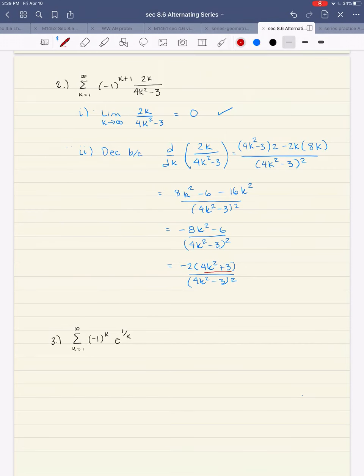And since these two terms are added and k is squared, I know that stuff is positive. I know the denominator is positive. And then take those positive numbers and multiply it by negative 2, and I have that my derivative is negative. So that means it's decreasing. So our conclusion is, by the alternating series test, this series converges.